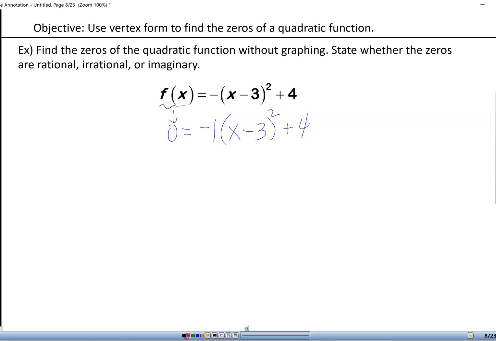All right, so now we start with our undoing algebra. So we have to start by undoing the addition that is outside the parentheses. So we must start by subtracting 4. 0 plus -4 is -4. Now we must undo the multiplication that is outside the parentheses. So we divide both sides by -1.